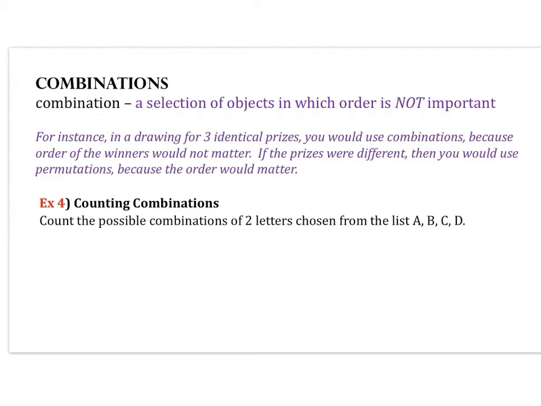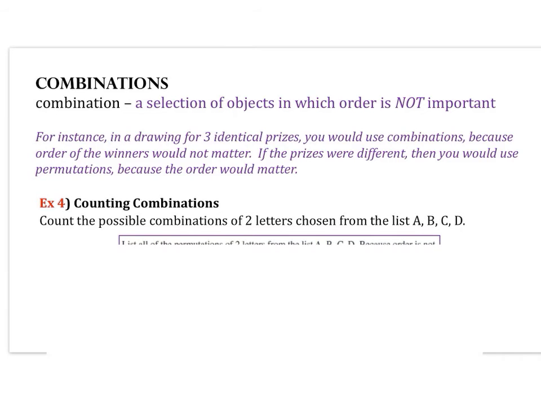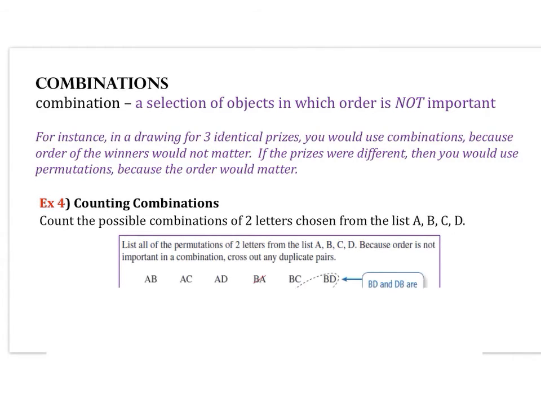Counting combinations. Let's count the possible combinations of 2 letters chosen from the list A, B, C, and D. So list all the permutations of 2 letters from the list A, B, C, and D. Because order is not important in a combination, cross out any duplicate pairs. So let's take a look at our possible pairs. We have all these different combinations. Well, B and D or D and B are the same pair.